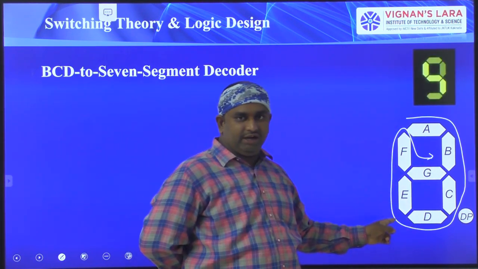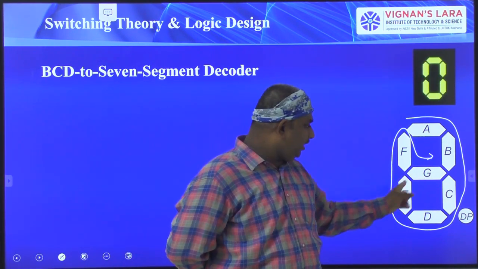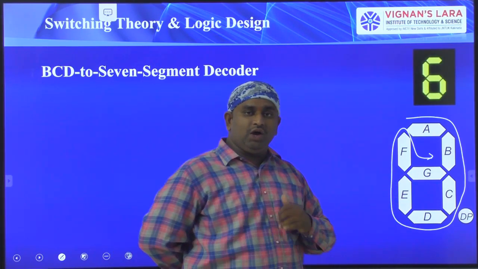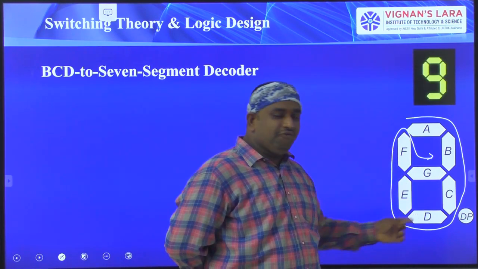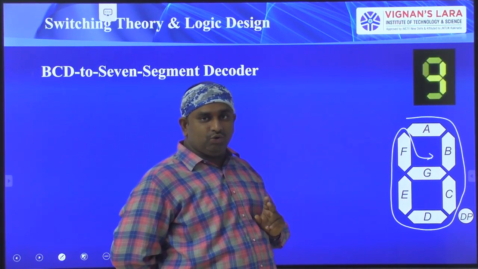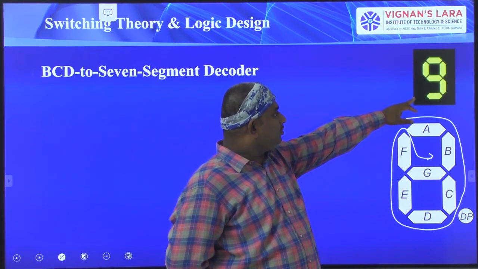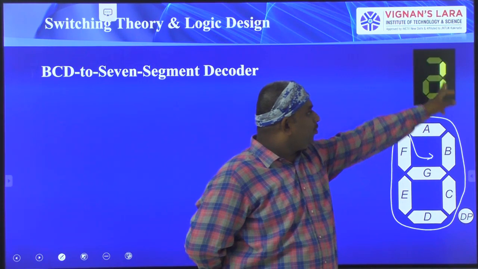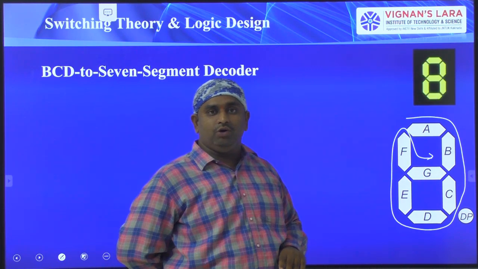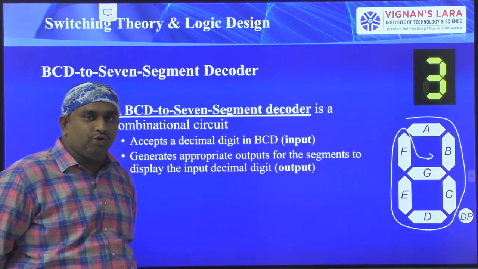So totally here we have 7 LEDs. If you want to show 0, you have to switch off the G LED, and make the A, B, C, D, E, F LEDs glow. For displaying 1, you have to switch off A, F, G, E, D. Only B and C have to be on. See here carefully, for 1, only two LEDs are glowing, B and C. The remaining LEDs are off. So this is the normal 7-segment display for our electronic systems.